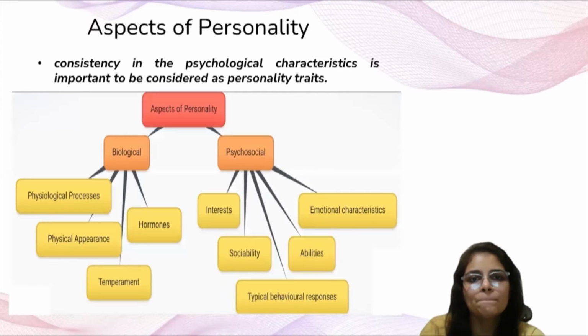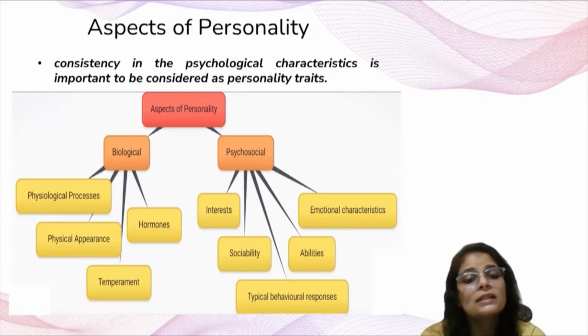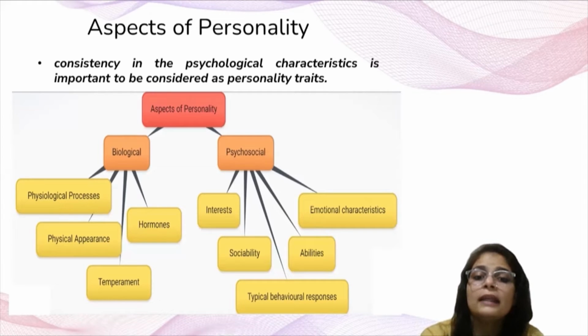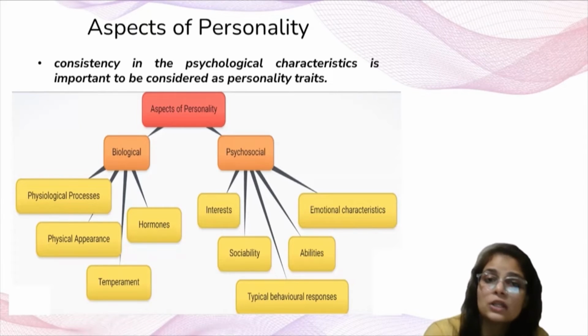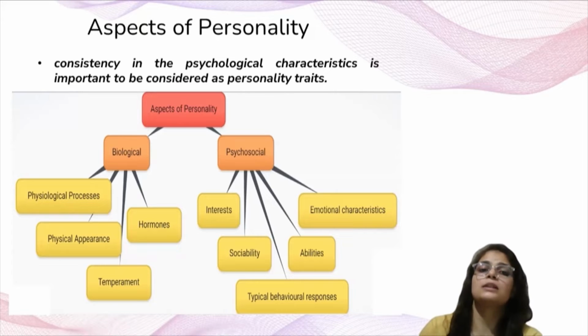Moving ahead, what are the aspects of personality? As I told you, there are various aspects of personality. We can broadly classify them into biological and psychosocial terms. Biological aspects of personality include physiological response processes, one's physical appearance, one's temperament, and one's hormones. And psychosocial aspects of personality include one's interests, emotional characteristics, abilities, ability to socialize, and behavioral responses.